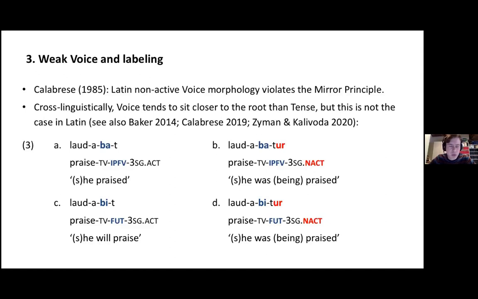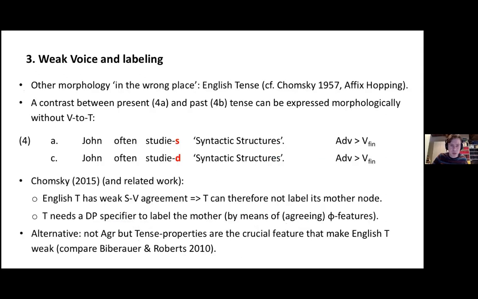For example, in ancient Greek, there's clear evidence for that. So you find things like laudabatur, laudabitur. Those exemplify this kind of morphology-syntax mismatch. And what I would like to propose is that this is very much of the same nature as a very well-known kind of mismatch between syntax and morphology, which was discussed at length in Chomsky 57.